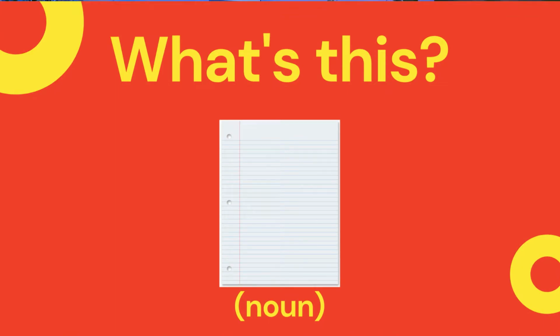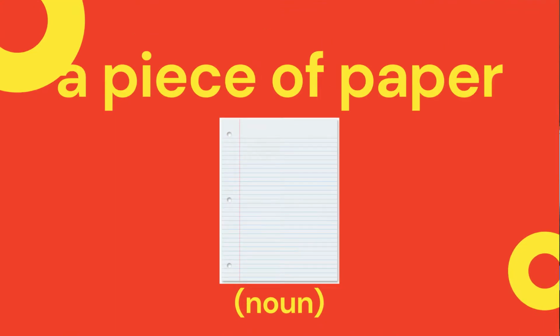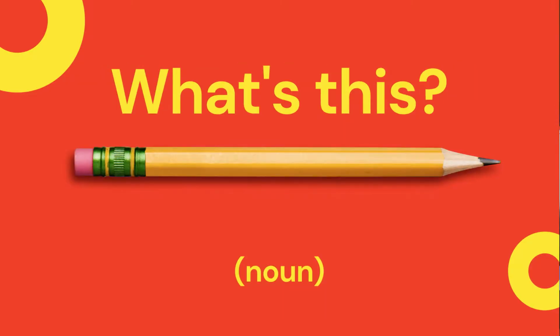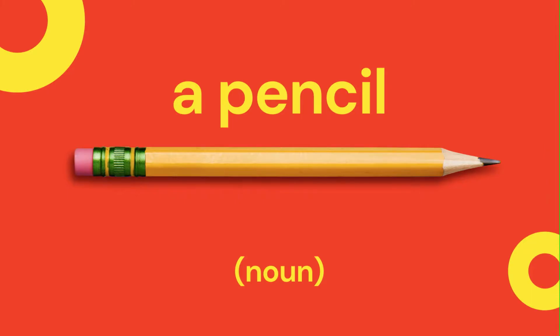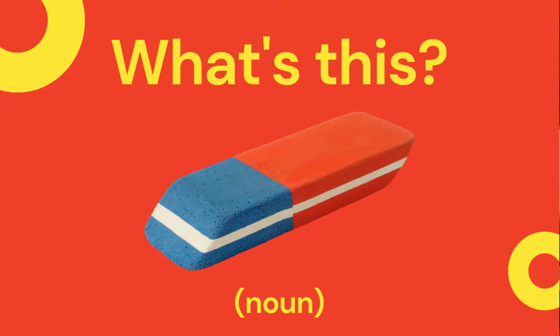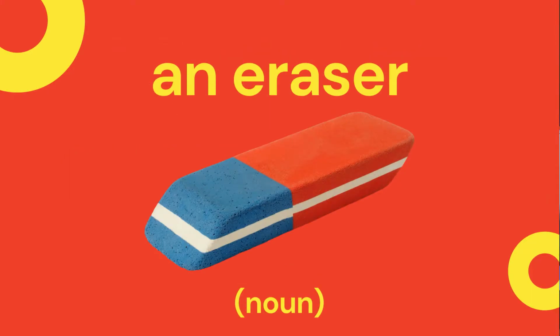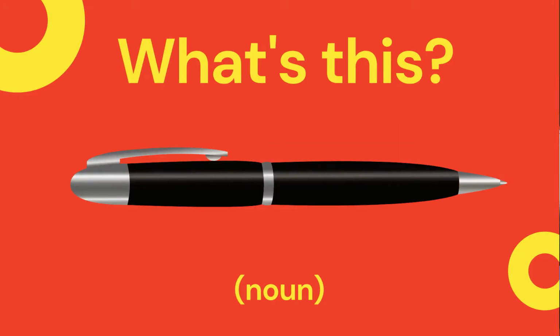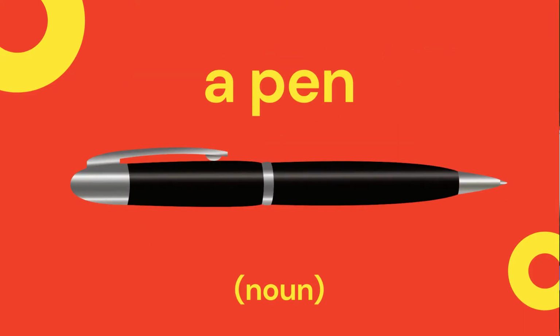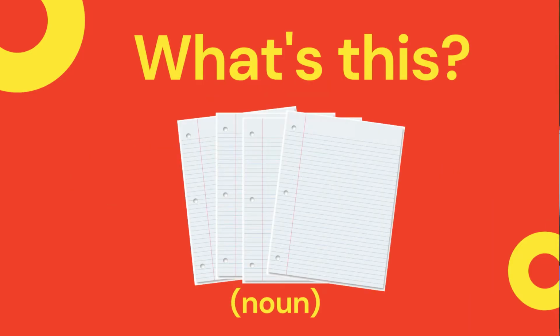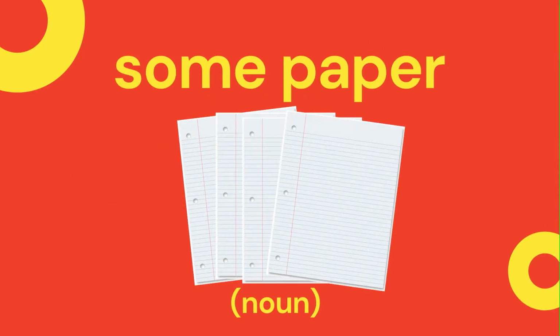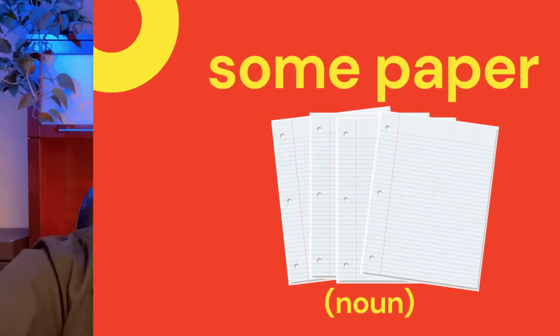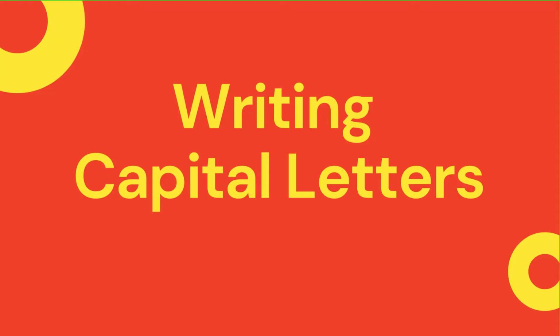What is this? A piece of paper. What is this? A pencil. What is this? An eraser. What is this? A pen. What is this? Some paper. Nice job. Watch as I write all of the English alphabet with capital and lowercase letters.